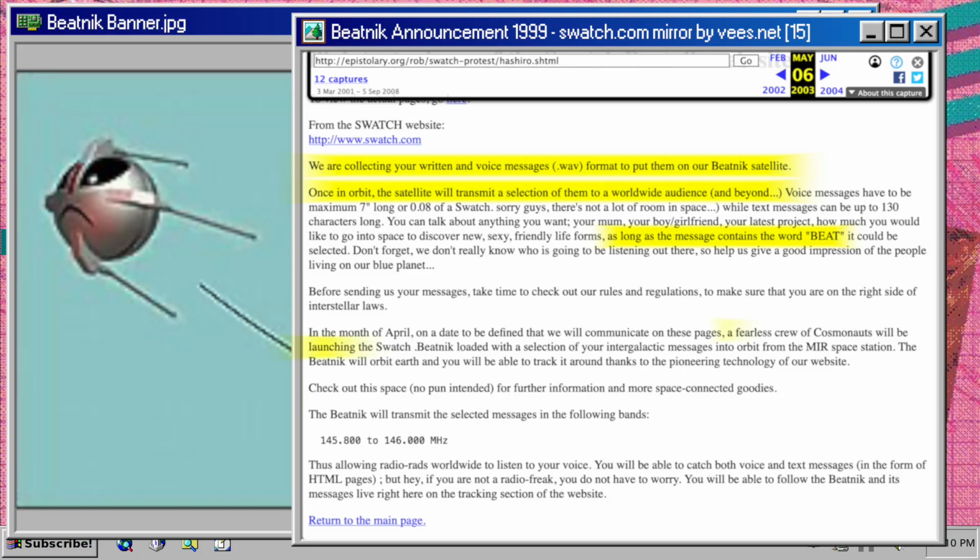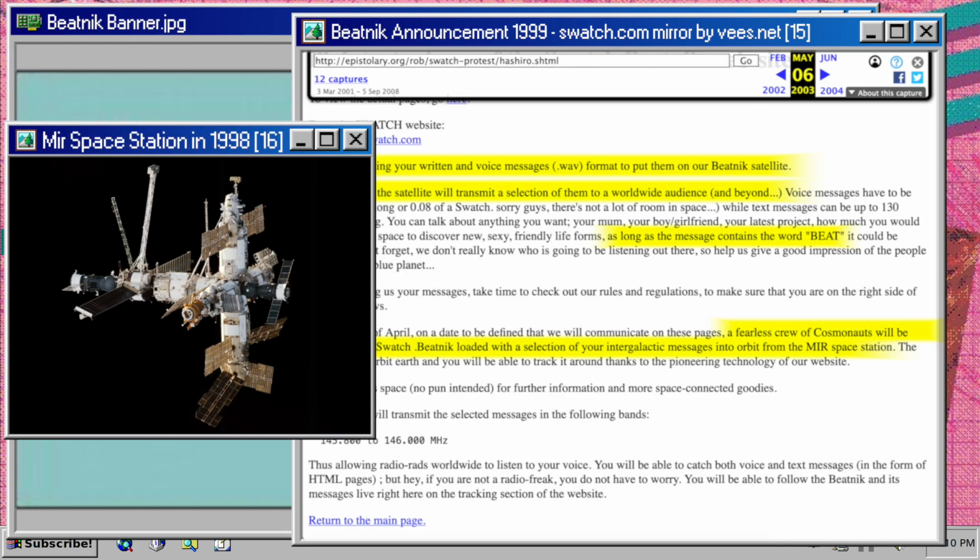After the messages were collected, cosmonauts would launch the satellite from the Mir space station, where it would broadcast selected messages in space. On its own, the commercial aspect of the launch was not unusual. Commercial activity on the space station was common by this point.